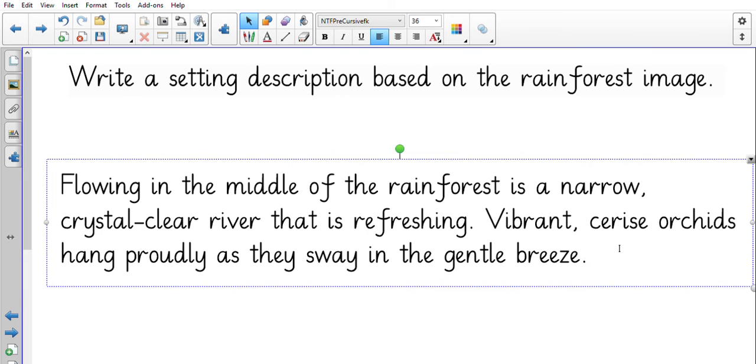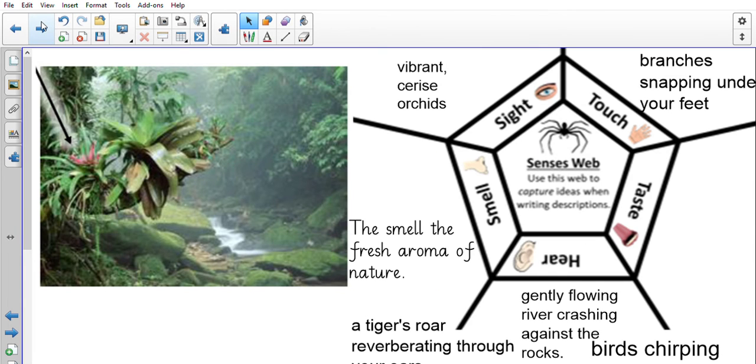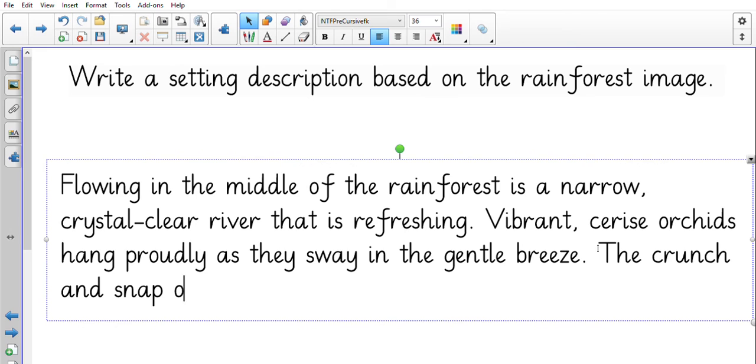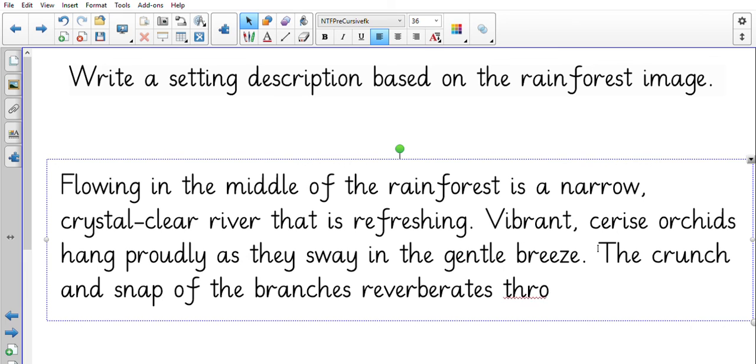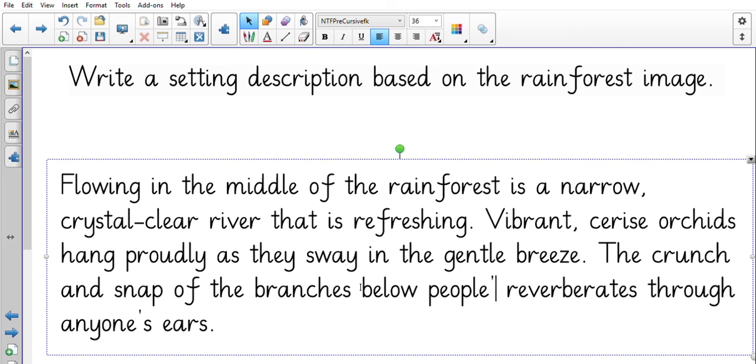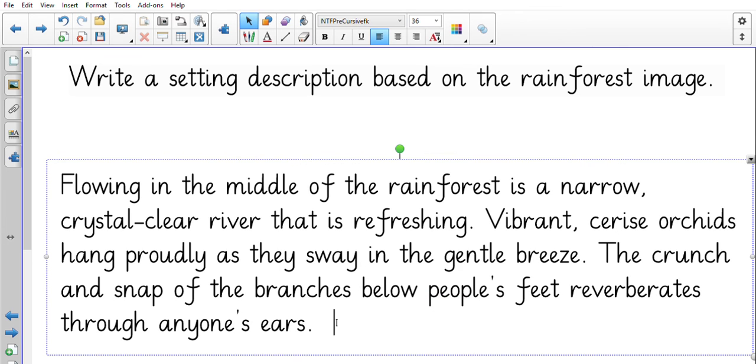So then you could start talking about, so if we go back to our examples here, what have we got? Branches snapping under your feet. So we could start that with the crunch and snap of the branches reverberate, so we'll use the phrase from the other one, reverberates through anyone's ears. So the crunch and the snap of the branches below people's feet reverberates through anyone's ears.